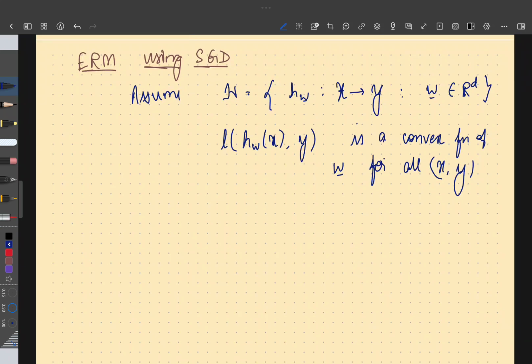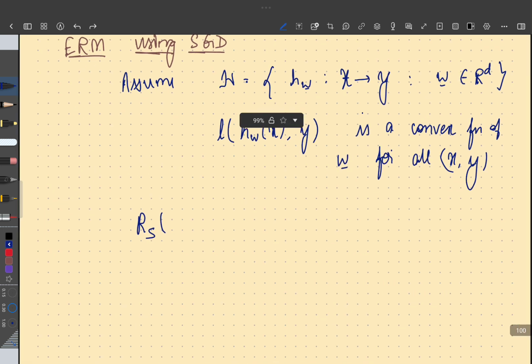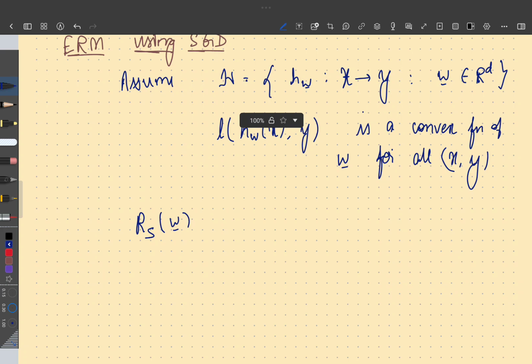Okay. So the empirical risk minimization basically corresponds to minimizing the following function. I'll now denote the empirical risk as a function of W rather than h because they're equivalent.